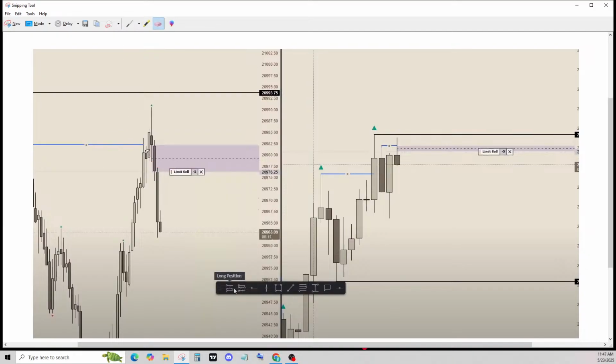But something that I learned in some of his mentorships is that the volume imbalances are part of the fair value gap as well. So this is the true gap, not this gap here.